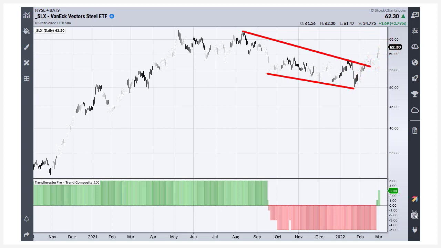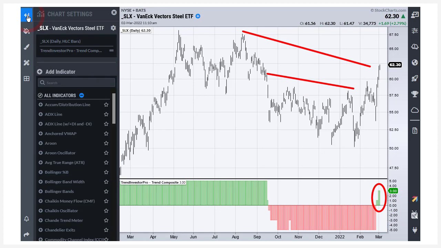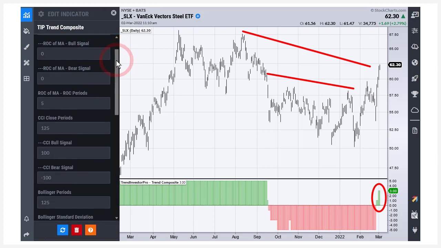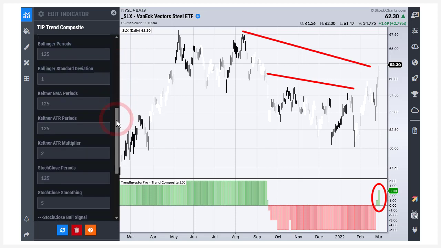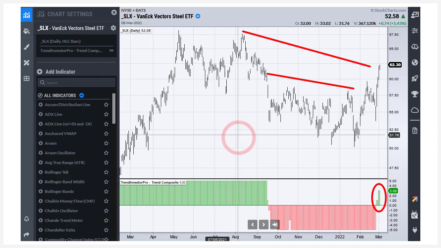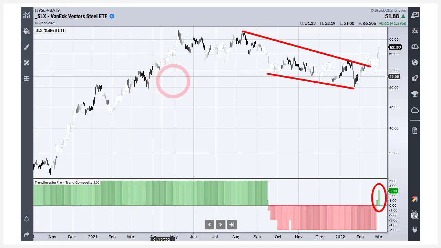And at the bottom, we've got the trend composite indicator turning bullish. What this indicator does is it aggregates signals in 5 trend following indicators. So if I go over here to the left and click on the settings, you can see those trend following indicators and the settings. I set all of them at 125 days because I'm looking to capture a trend that is in that 4 to 6 month range.